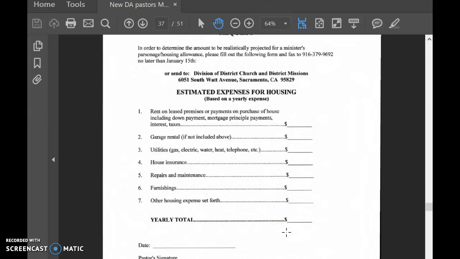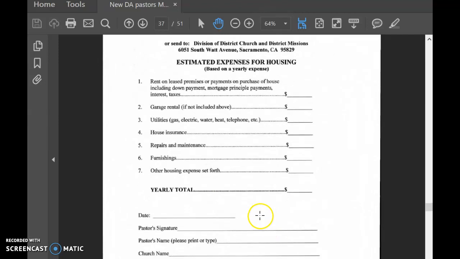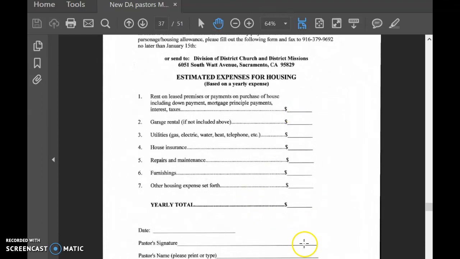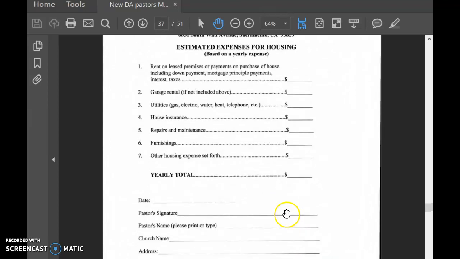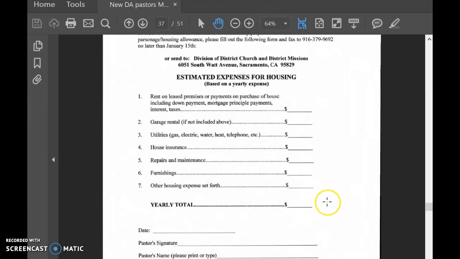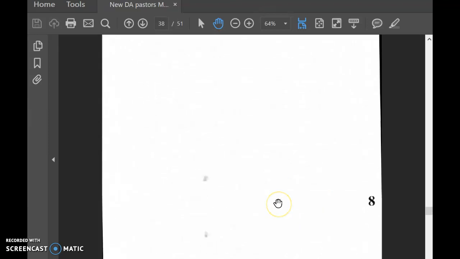You can't bump up. Also, it can't be backdated. So if it's August and you turn this in, it will only count from August through December. It's not going to count from January. So this is actually good for as many years as you want it to be until this number right here changes. So you don't have to fill it out and turn it in every year, only if the numbers change.